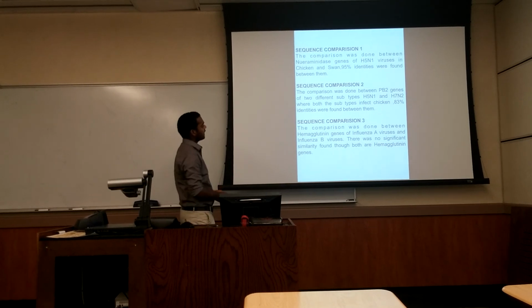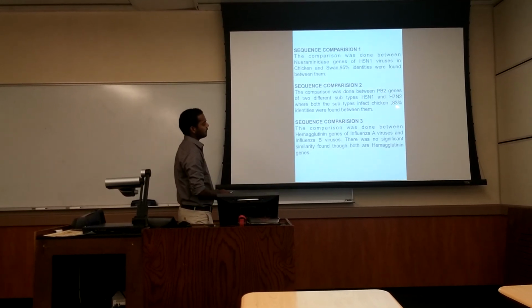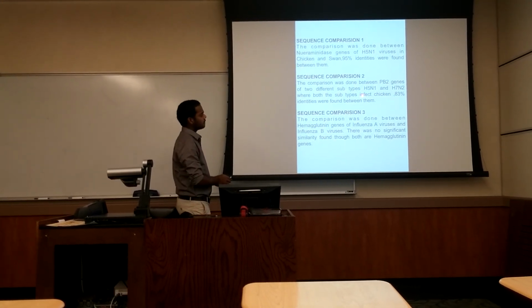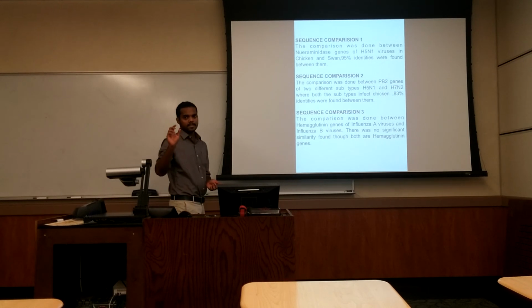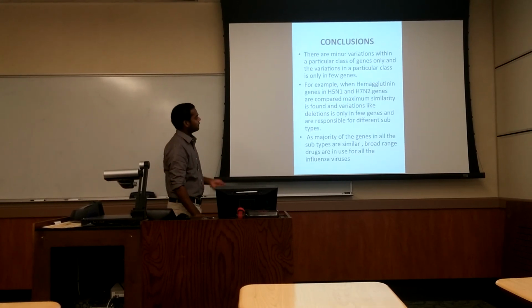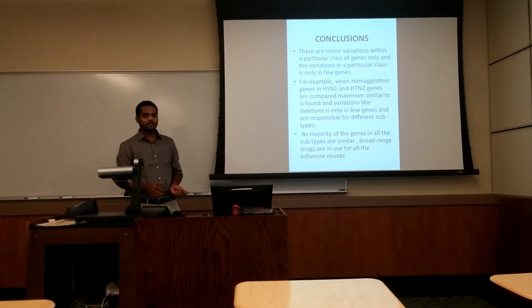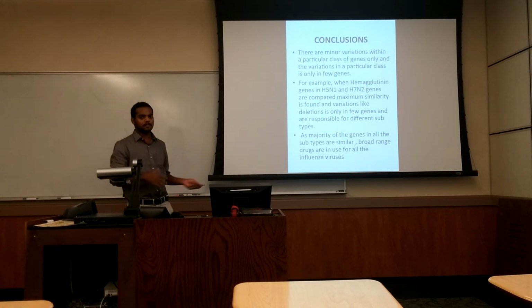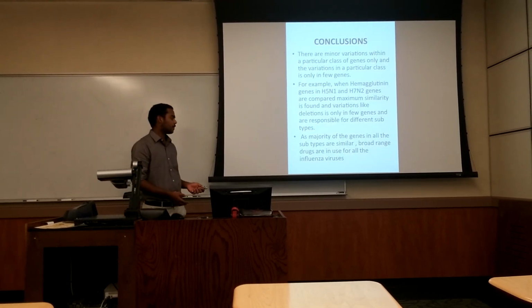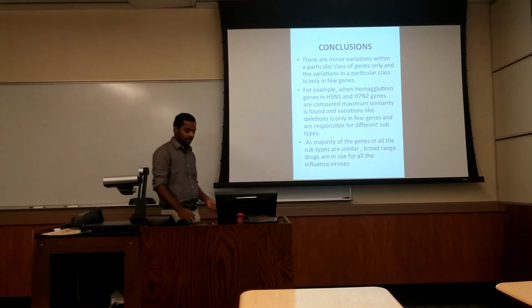Like in the second comparison, guys, I compared two different subtypes, but I got 83% similarity. So there was only a little difference in both the subtypes, like only a few deletions in the sequences which lead to another subtype. And finally, as a majority of genes in all the subtypes are similar, we get maximum similarity, like 83%, 85%. A broad range of drugs are in use for all the influenza viruses. There are lots of drugs we can use.